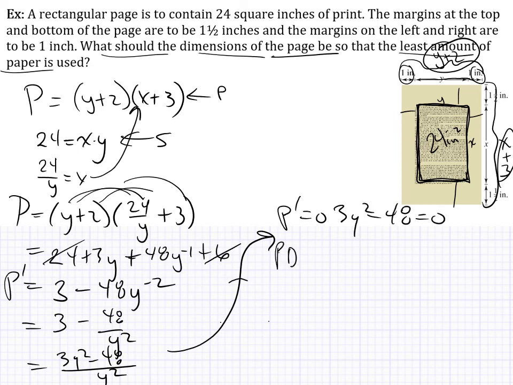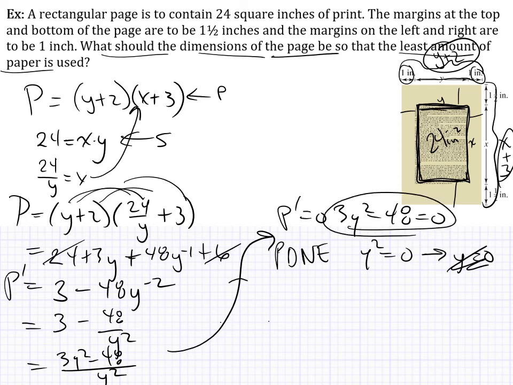When would the derivative not exist? Well, that'll be when y squared equals 0. But y squared equals 0 will be when y equals 0. Feasibility, that can't work. You can't have this dimension be 0. So that's out. This one, 3y squared minus 48 equals 0, is the same as y squared equals 16. So y is going to be plus or minus 4. Negative 4 is out because you can't have your dimension be negative 4. So basically we just have y equals 4.